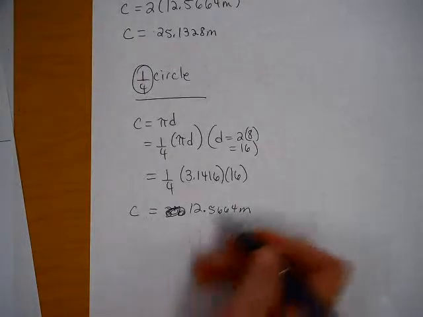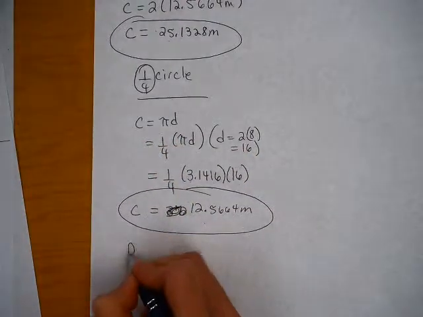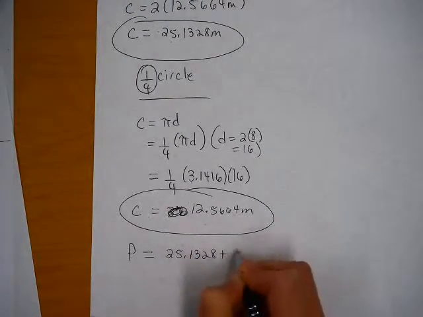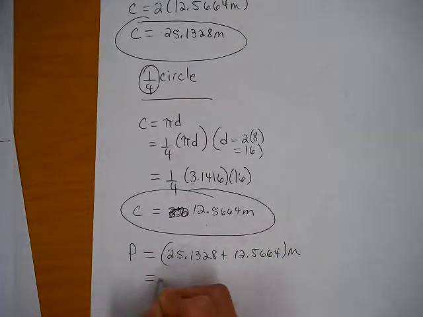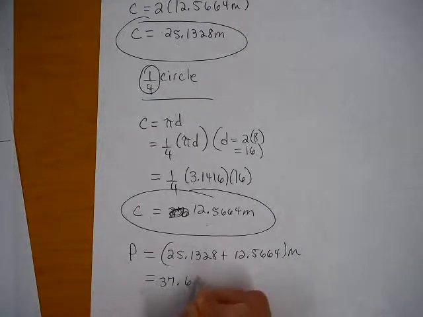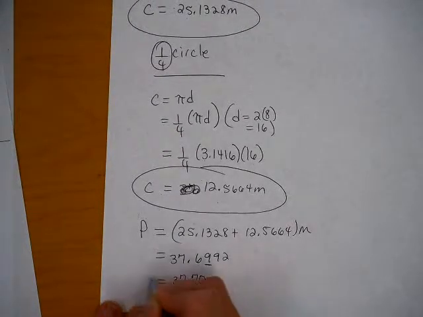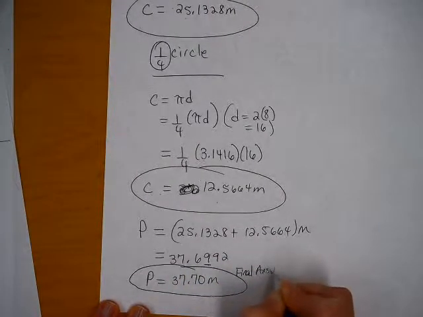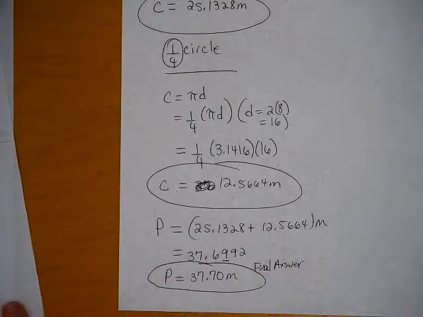Okay, and so now I need to add that to the 2 semicircles. So if I add these 2 together, the perimeter of the fountain would be, final answer rounded, you get 37.6992, but if I round that to 2 places, that 69 is going to go up to a 70, and that's going to be meters. So the perimeter of the overall fountain is 37.70 meters.